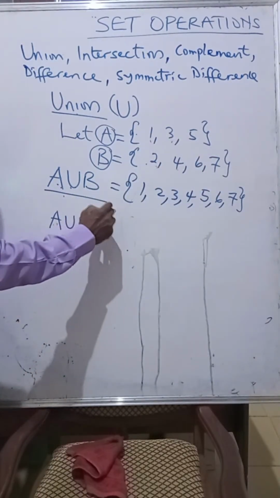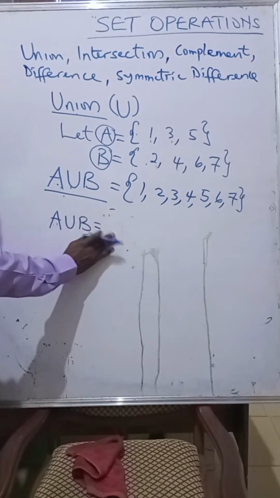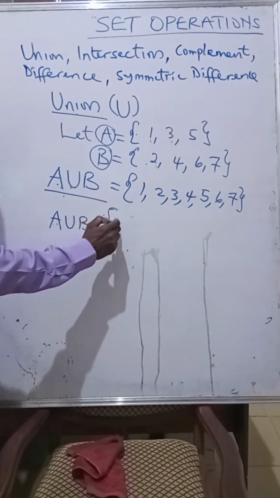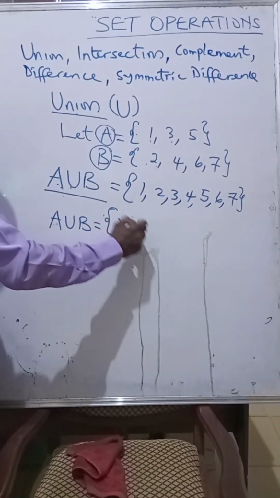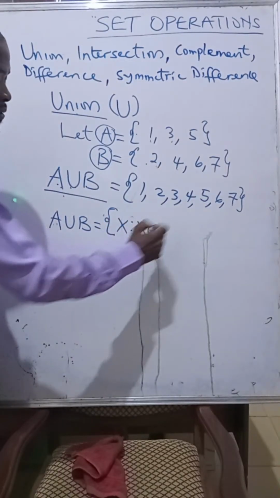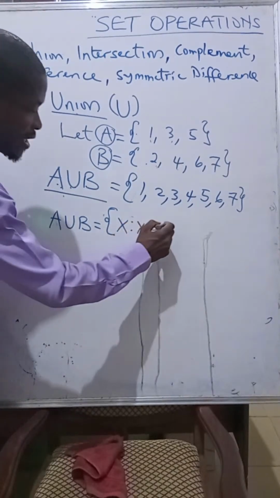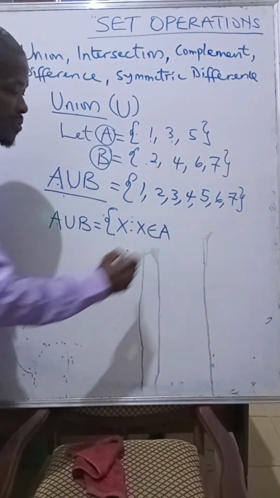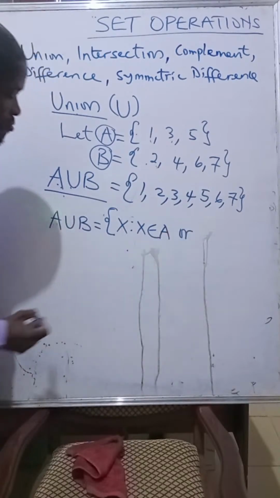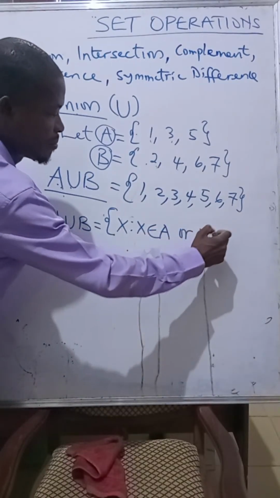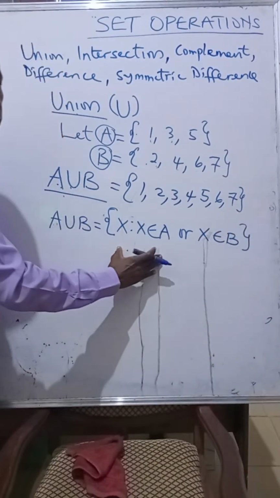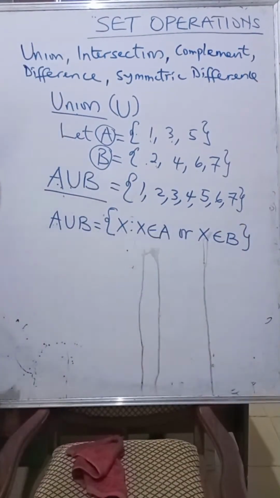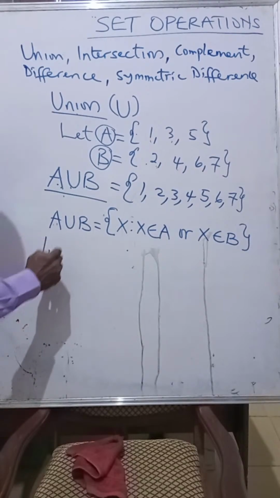You can write it in set notation as: x such that x is a member of A, or x is a member of B. That's the case of two sets. Let's go to intersection.